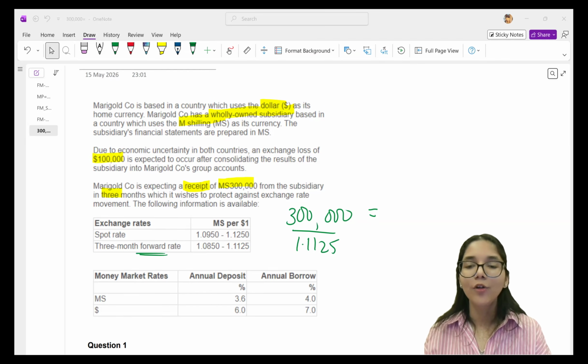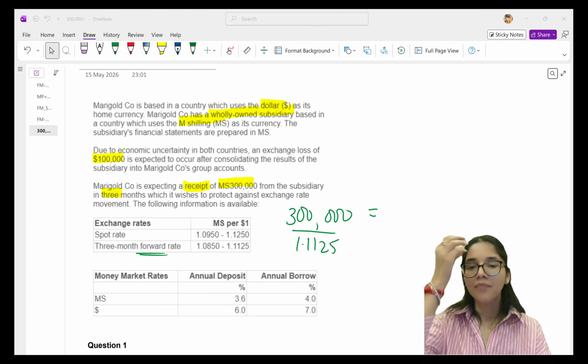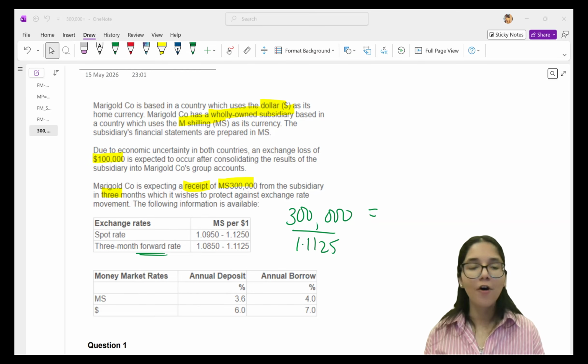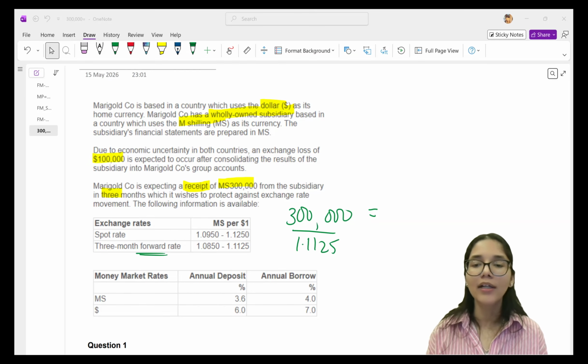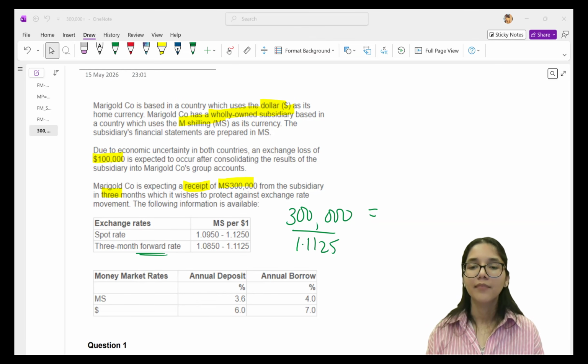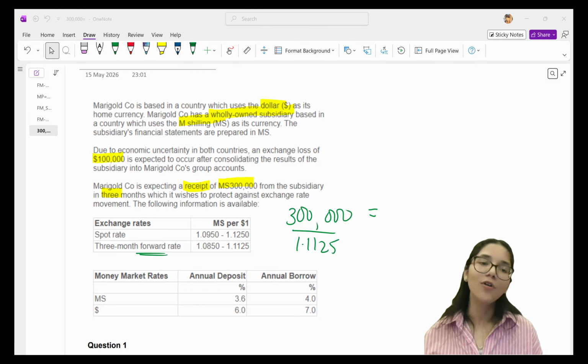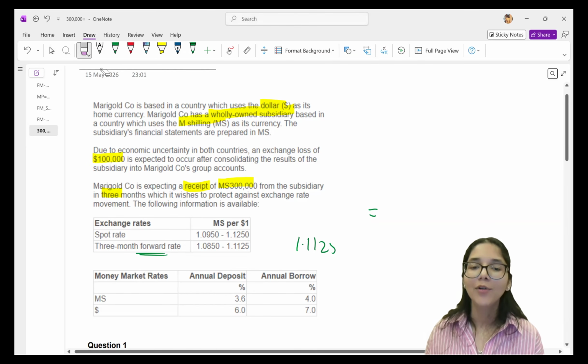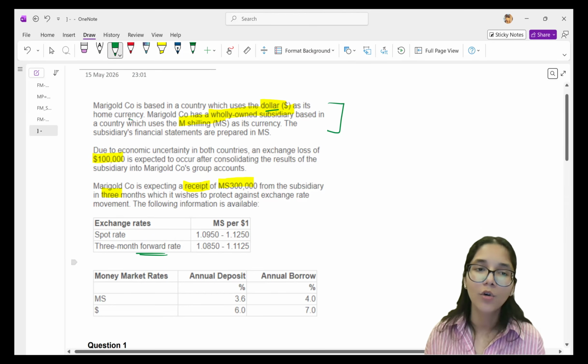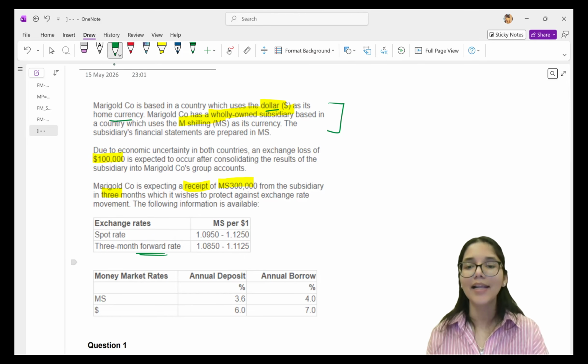So my first step will be to borrow which currency? Borrow my foreign currency. What is foreign currency for Marigold company? The M shilling is the foreign currency. No, Arhan, please read the question very carefully. I have highlighted the things also. I do not understand how you people can make so many of these mistakes, which is clearly given to you in the question. Dollar is the home currency. It's as simple as that. I had highlighted this also. So when it comes to the foreign currency, the M shilling is the foreign currency.